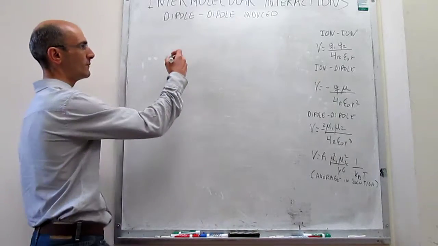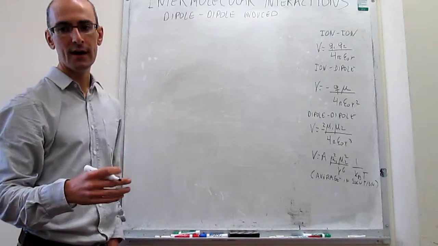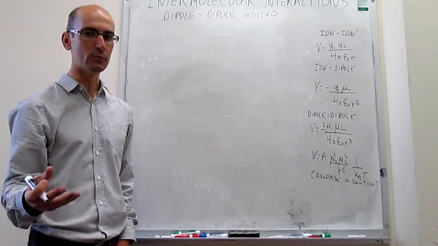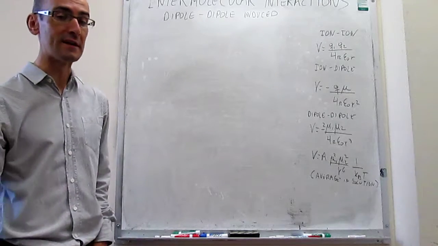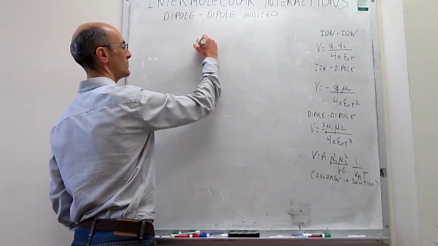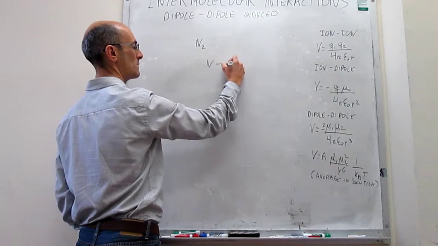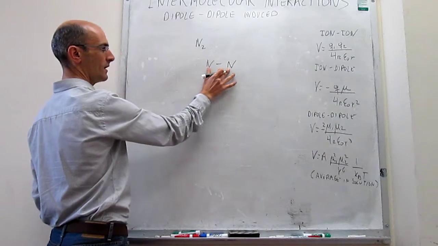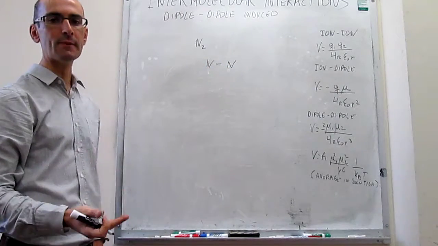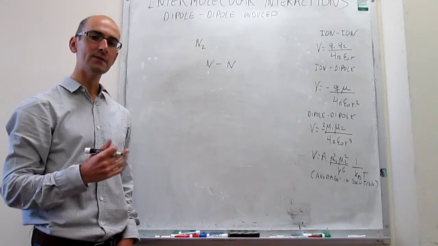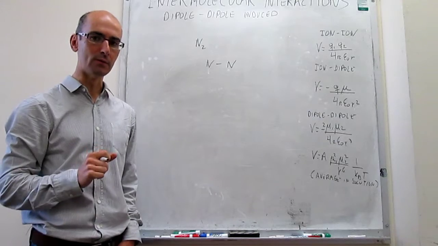Suppose you have a molecule that does not have a charge, so it's not an ion, and it doesn't have a dipole, which means that it's not polar. That may be something like nitrogen, N2, which we can draw simply as NN. Because the two atoms have the same electronegativity, there's not a negative end, there's not a positive end, which means this molecule doesn't have a permanent dipole moment.